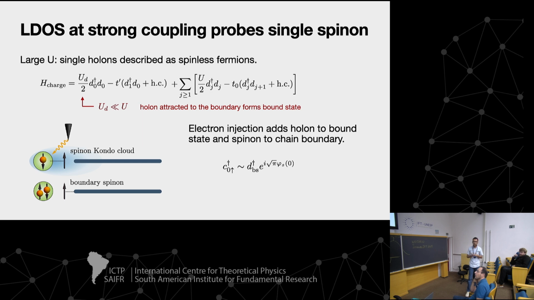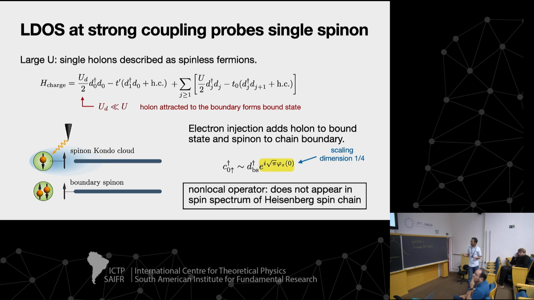If you fractionalize, it becomes a holon and a spinon. This holon will actually occupy the bound state, which only sets the energy of this threshold. And then when you do this, you actually break the Kondo singlet when you occupy the impurity site in this bound state. And then you have to send the spinon back to the chain at the boundary. And this is again this spinon operator here. And here again, it's important that this is not a fermion. It has an operator with scaling dimension 1/4.